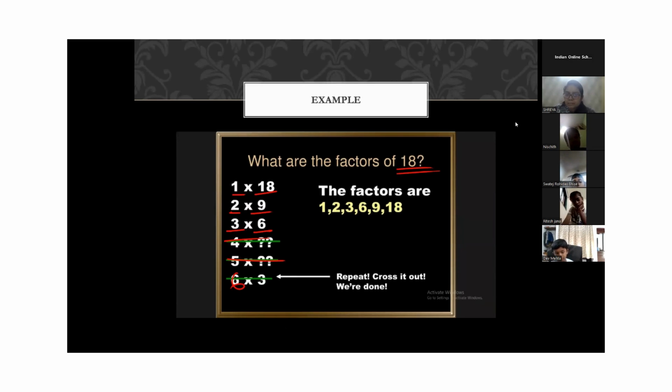Next 6, but 6 you have already written here. Yes or no? Yes, ma'am. So will I write it again? No. I understand I am done with the factors of 18. So I stop. And these are my factors of 18: 1, 18, 2, 9, 3, and 6. Am I clear, everyone? Boys and girls, any confusion, any queries? No, teacher. Okay.